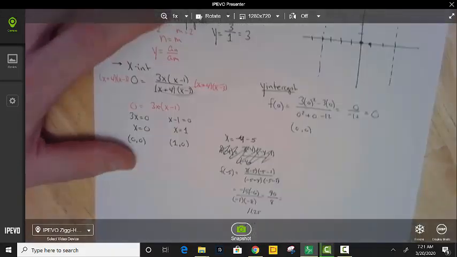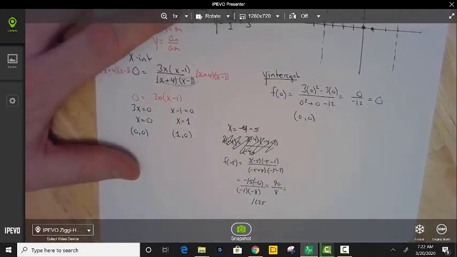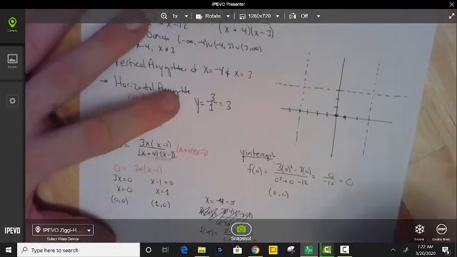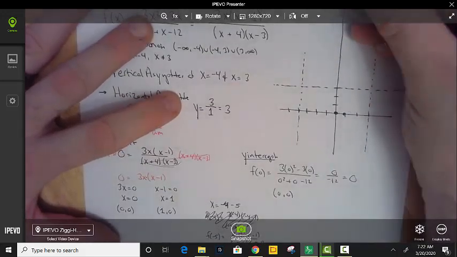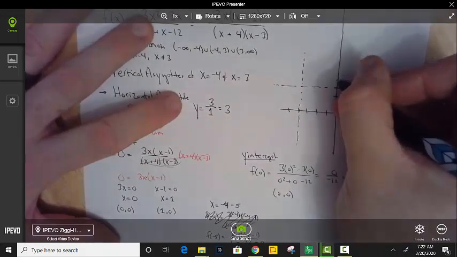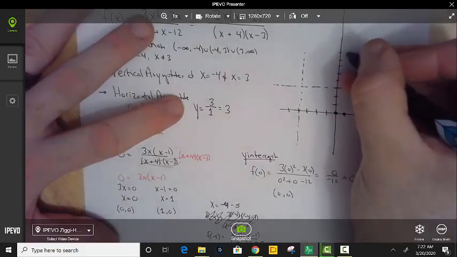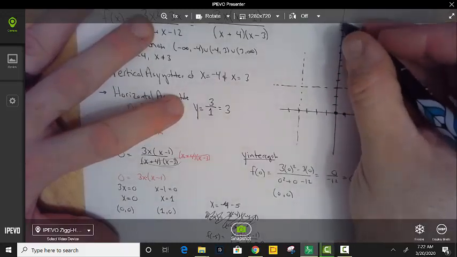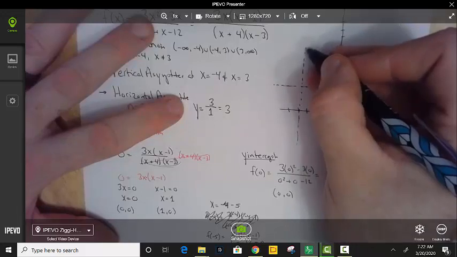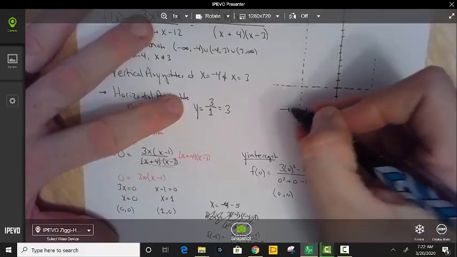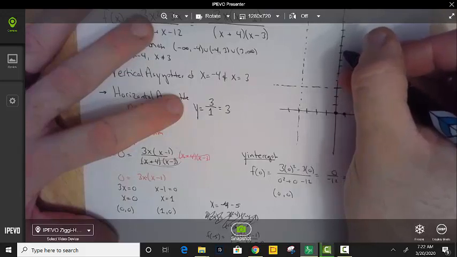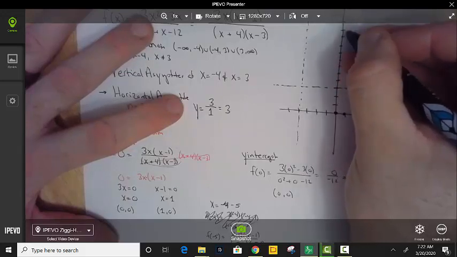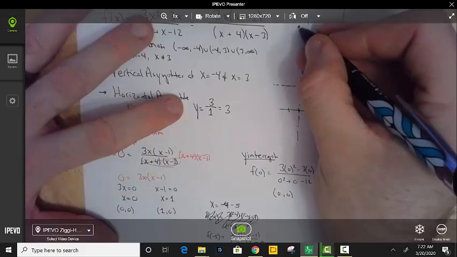11.25, roughly. Or not roughly, exactly. 11.25. Alright, so I guess we've got room to go ahead, sure, why not? 1, 2, 3, 4, 5, 6, 7, 8, 9, 10, 11, 12. So at negative 5, 1, 2, 3, 4, 11.25 is going to be roughly here.